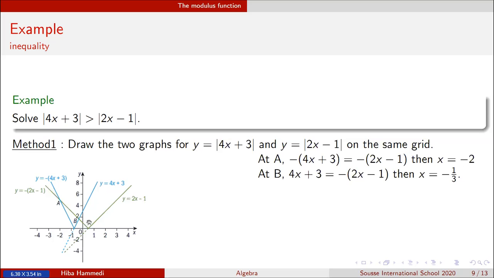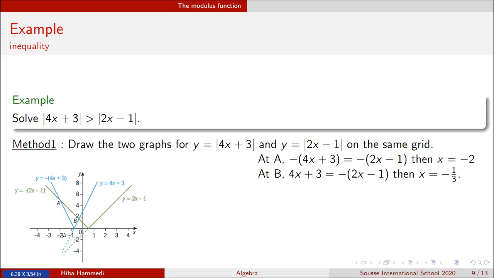And the same thing for B, I will do it. So I know that for this part, the expression for the blue graph is 4x plus 3, and the expression for the green graph is negative, between brackets, 2x minus 1. So solving that, I will get that x is equal to negative 1 over 3. Right, so I have the 2 critical values for x.